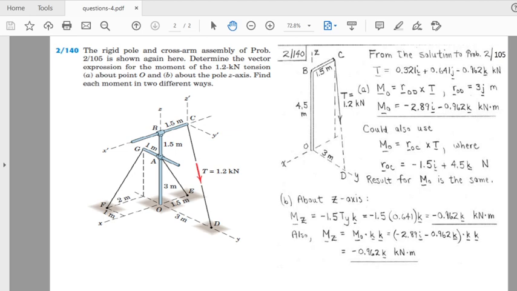So that completes the solution for this problem, and this is all for this lecture. In the next lecture we are going to start 3D resultants. Thank you.